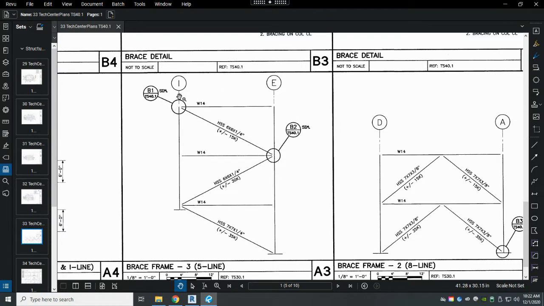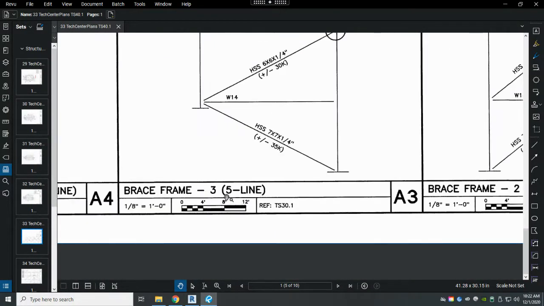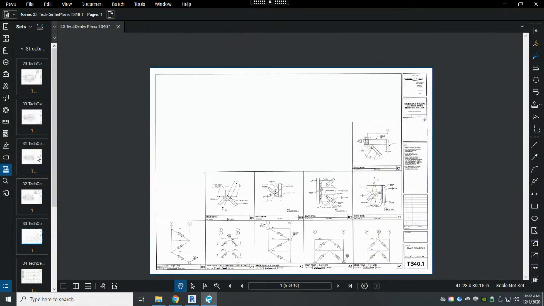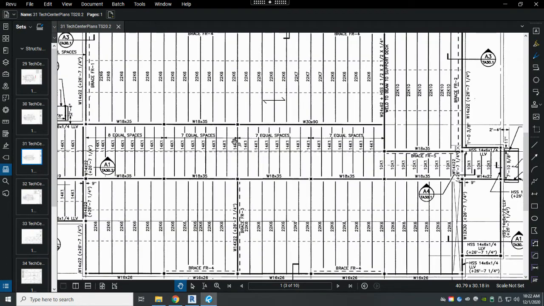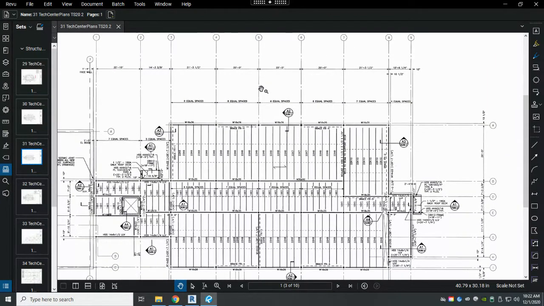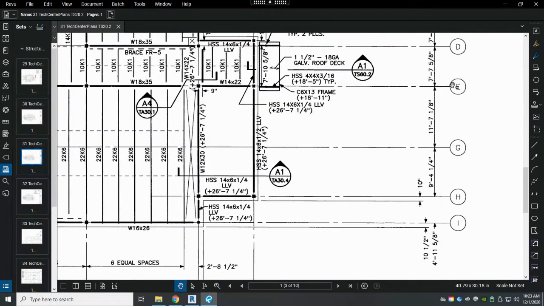So we have to figure out where column lines E and I are. This is column line 5, and we're going to find column line 5 and then locate where E and I would be. Let's go back to our framing plan. Here's column line 5 right here, and we're looking at E through I. There's I, there's E.